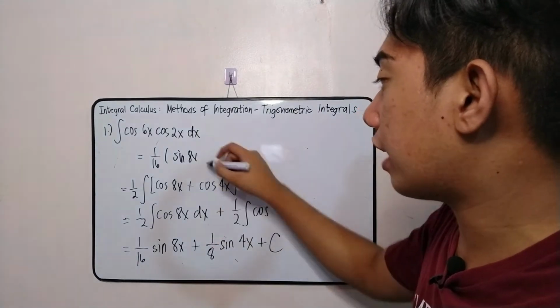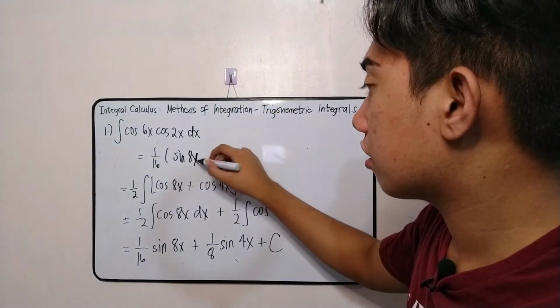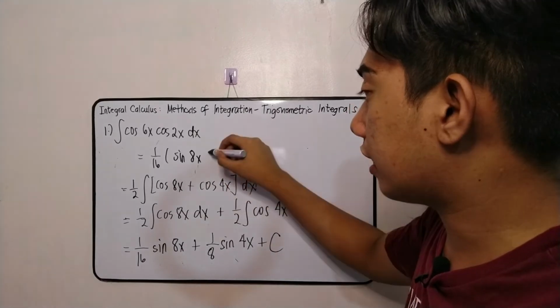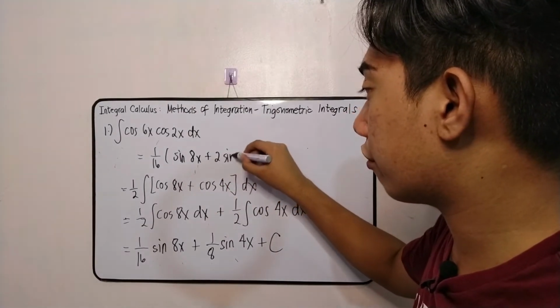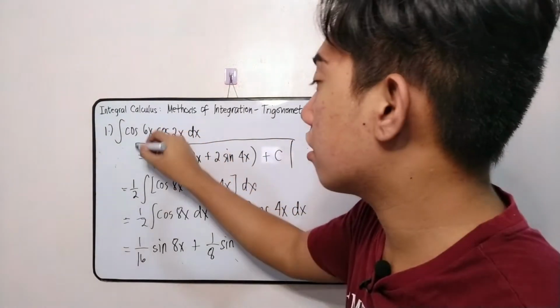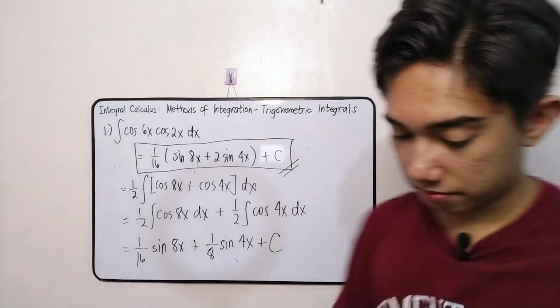And since this is 1/8, so yeah, this is sin 8x. Since this is 1/8, this is 2 sin 4x plus c. So, this is your final answer.